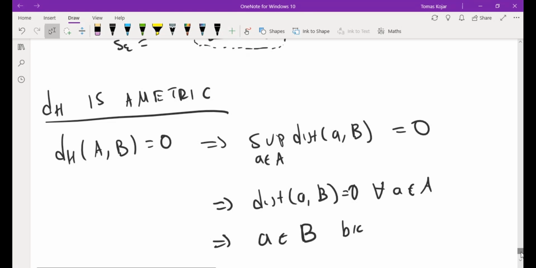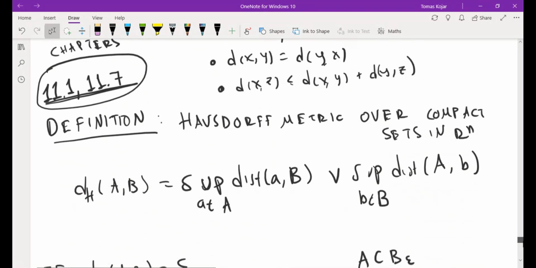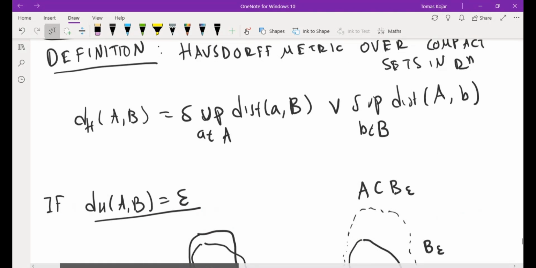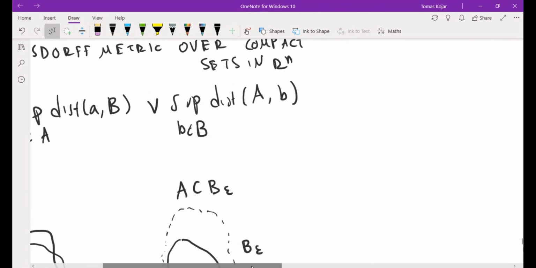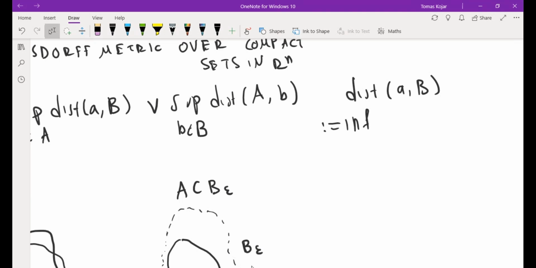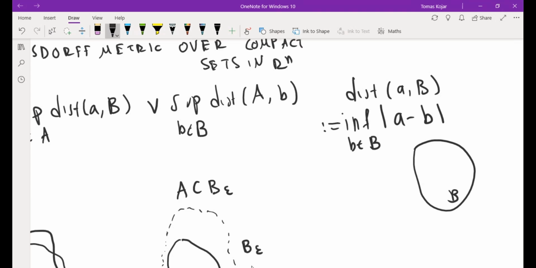actually I should define what distance is. Nobody asked, but I should say it because I don't think you know what we mean by distance. This is the infimum over b in B of the norm of a minus b. So this is B, and this is a. This guy is the distance. You find the closest point. All right? Everybody happy?